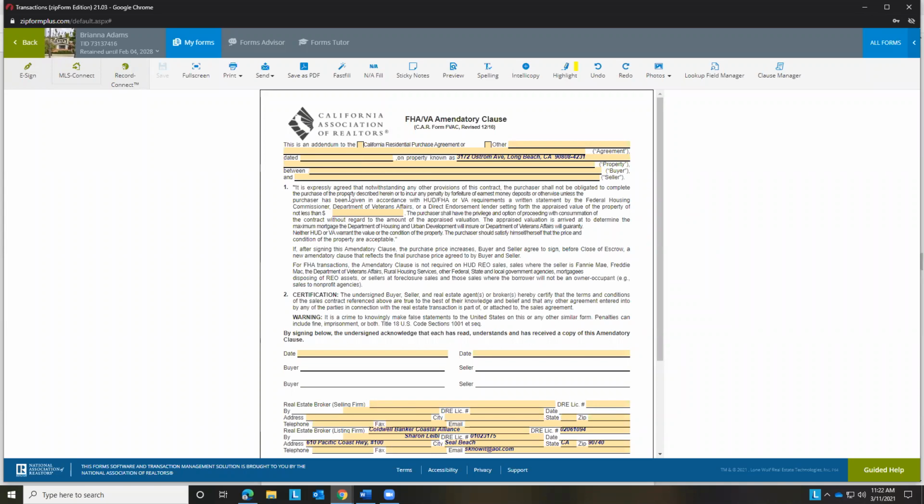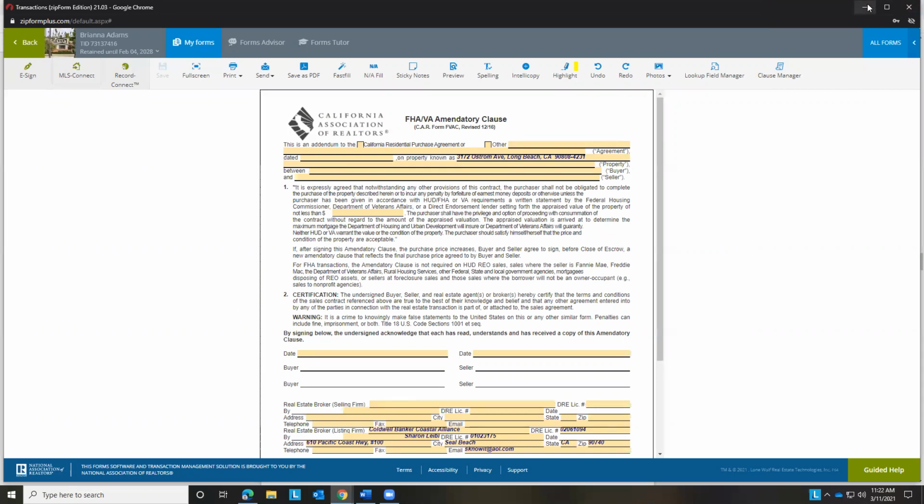So just remember that. Just to make sure that I'm clear, every time you do an offer, which is FHA or VA, you send that amendatory clause with it. Yes. Okay. And then absolutely make sure you put in the purchase price as well.